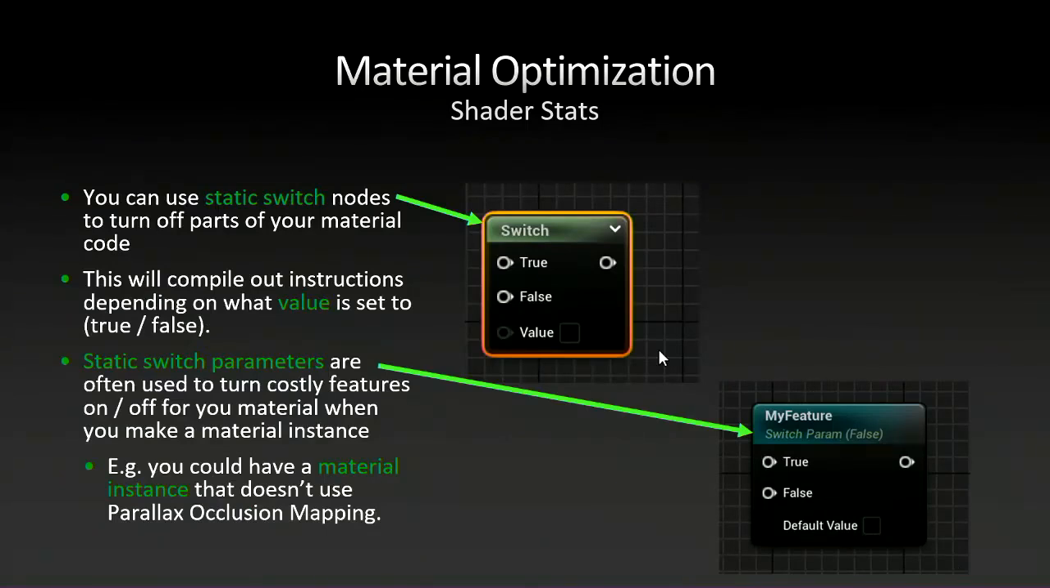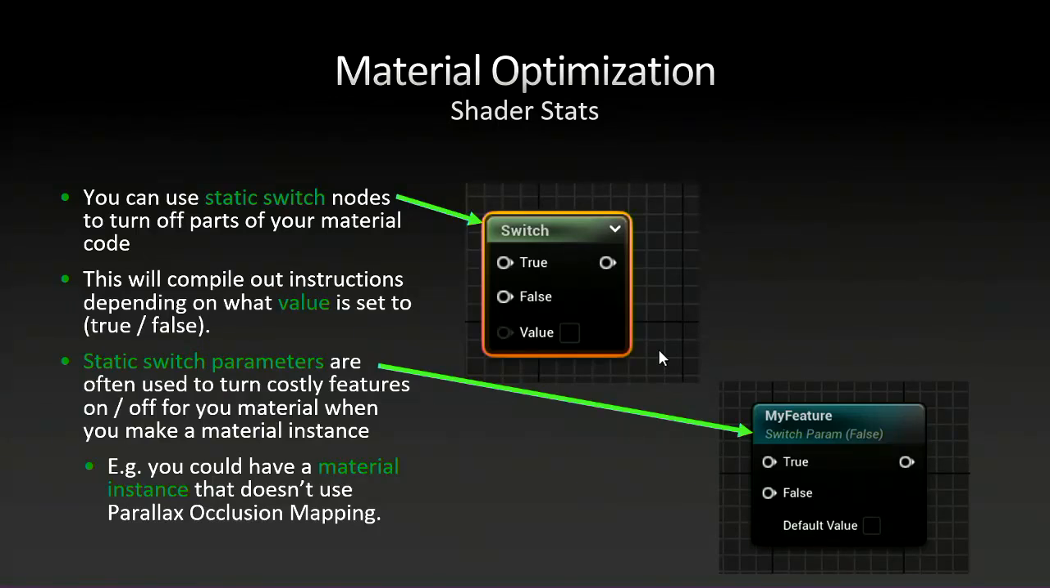You can use these nodes here called the static switch nodes. What these will do is they'll actually turn off parts of your code, and they'll remove instructions from your shader, so you can fiddle with features that you want to put in. Say I want to implement parallax occlusion mapping, so I'll put my parallax occlusion mapping into the true part of the node, otherwise I'll put 0 into my false, and I can just click this to turn it on and off, and you can see the performance effect of having that feature.